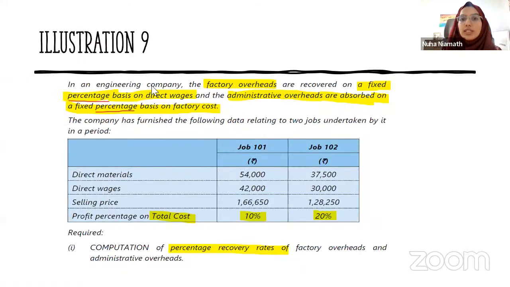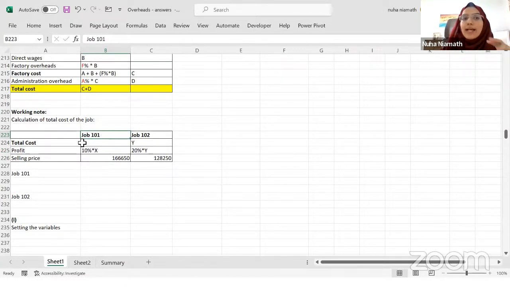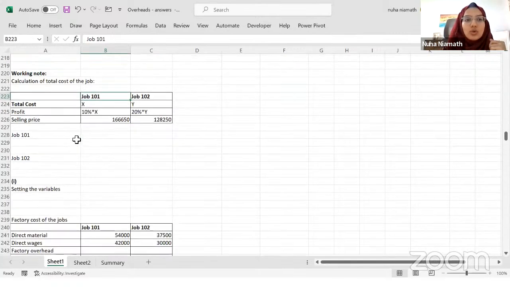Because if you see the question, it is absorbed on a percentage of the factory cost. Okay. We're clear with the cost sheet. Now let's go into the calculation of the total cost of the job. How do we calculate the total cost of the job?